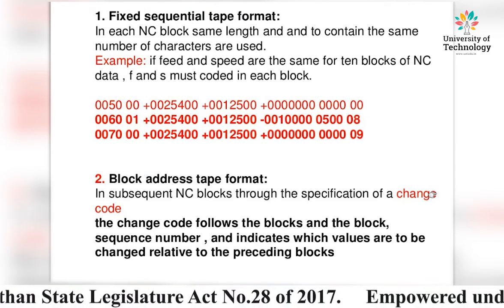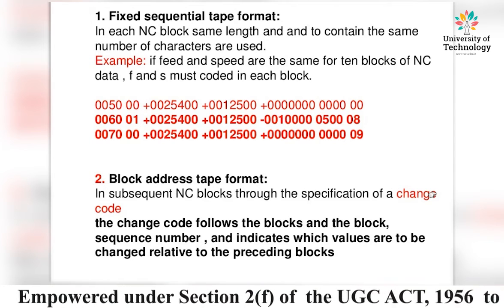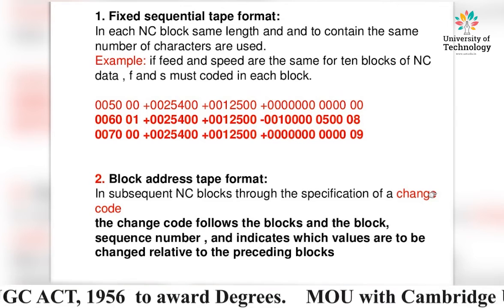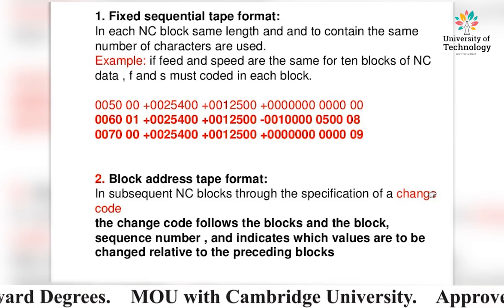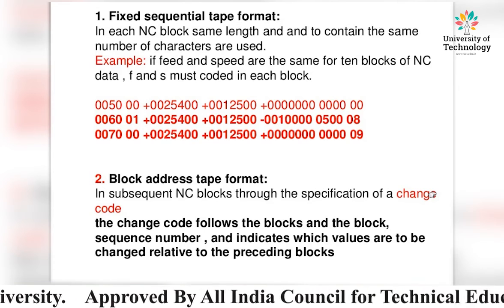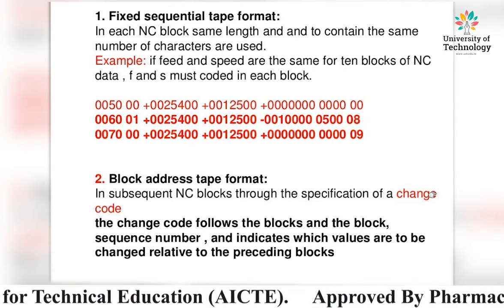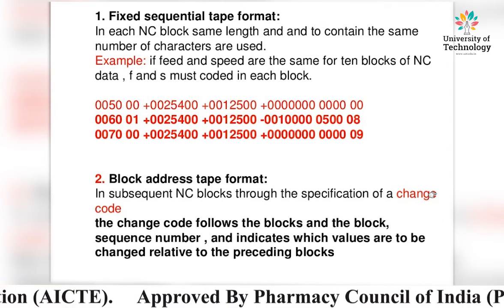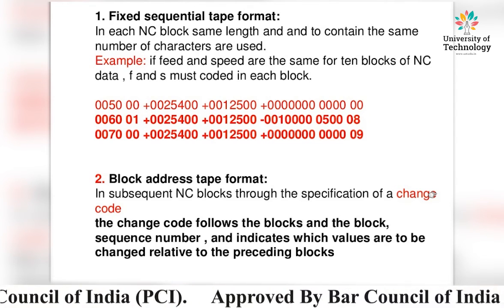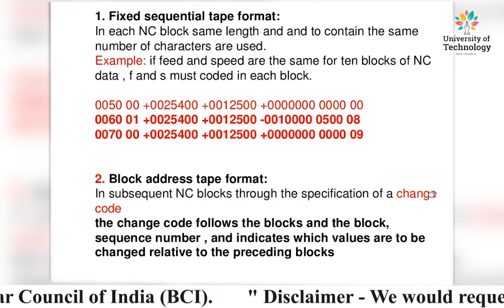The first one, the fixed sequential format. In each NC block, the same length is used and the blocks contain the same number of characters. For example, if the feed and speed are the same for a block of NC data, F and S must be coded in each block. Here you can see the basic types of the fixed sequential format.